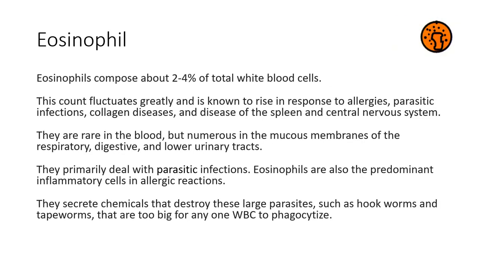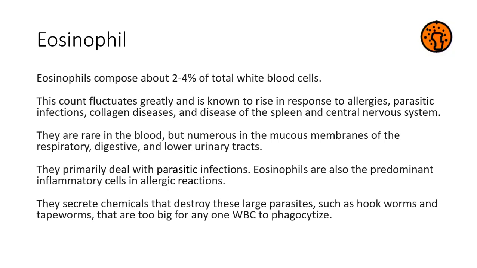So moving on to eosinophils, only 2 to 4% of total white blood cells are eosinophils. However, this percentage does fluctuate based on the presence of pathogens or diseases, particularly diseases related to the spleen. The majority of eosinophils can be found in mucous membranes within respiratory, digestive, and lower urinary tracts.